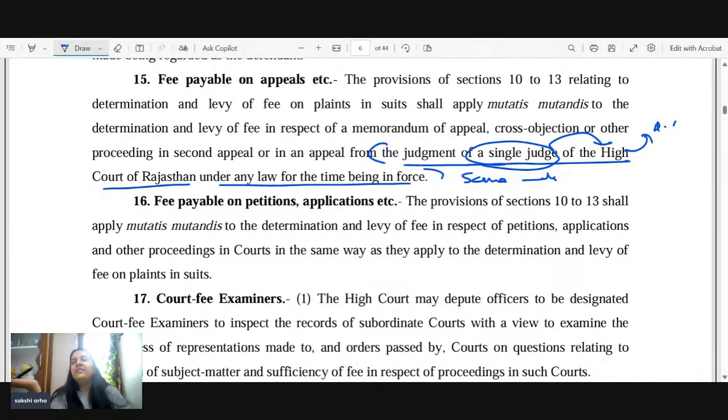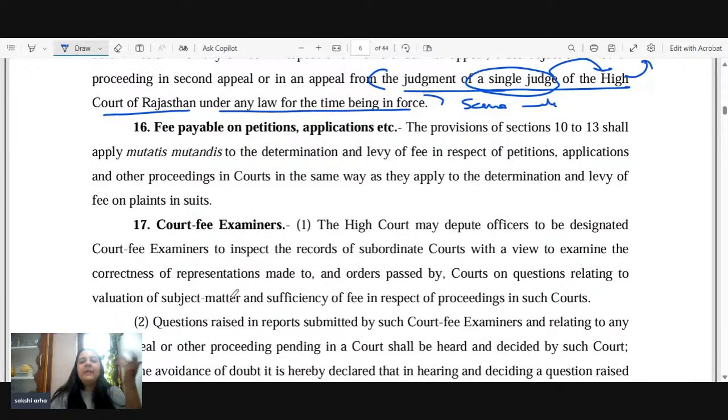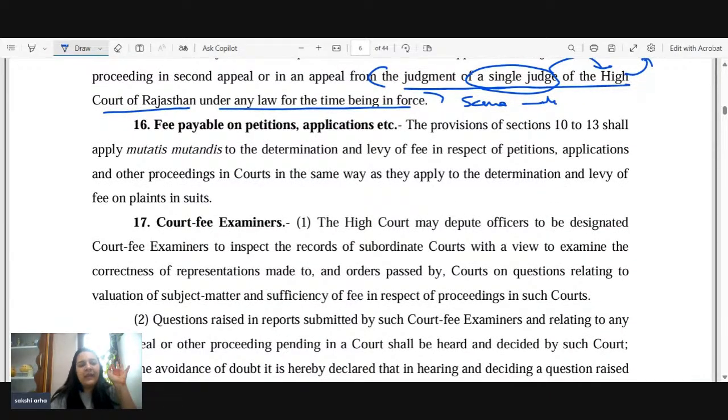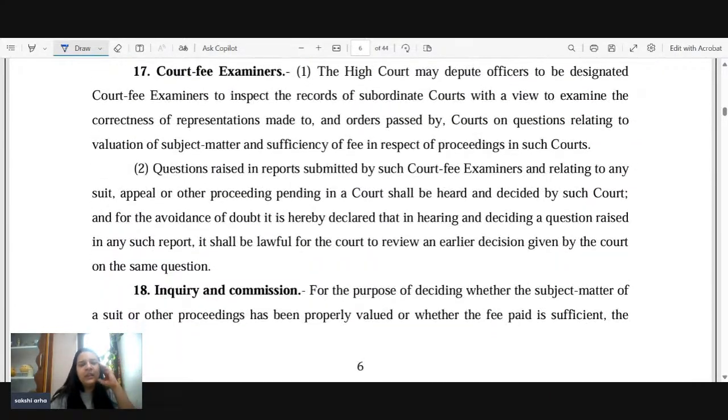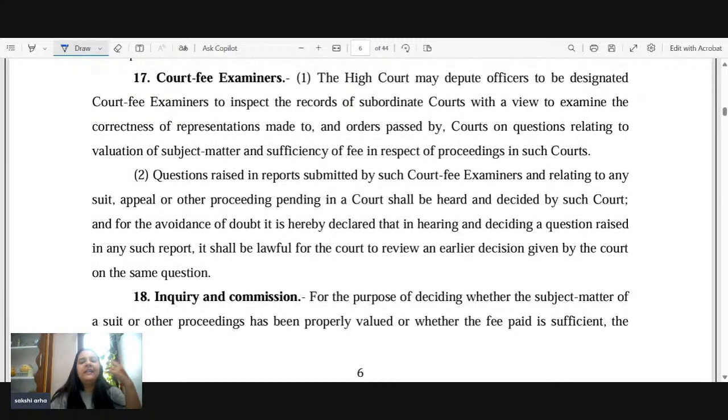Even if a single judge is passing a decision and उसी High Court के सामने larger bench को appeal हो रही है, उस पे भी court fee applicable होंगी, यही सारे provisions applicable होंगे. Fee payable on petitions application, same rules will be applicable. So this is also similar. Okay. Now court fee examiners, who will examine the court fee.